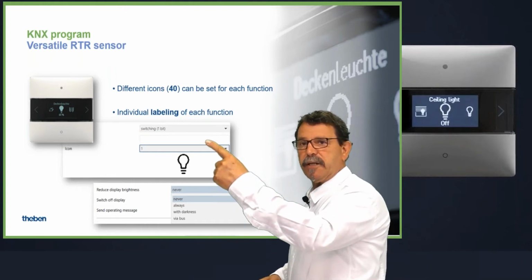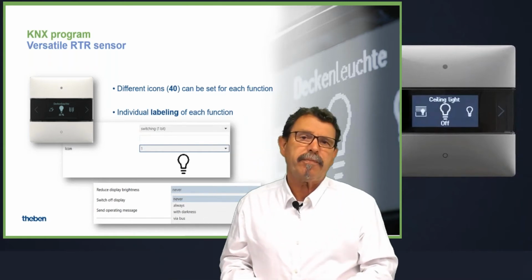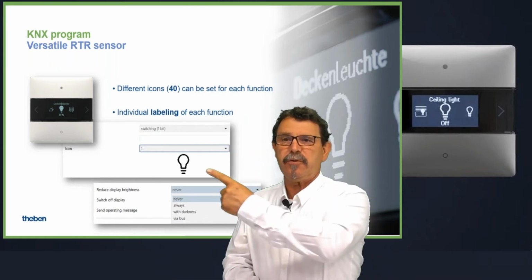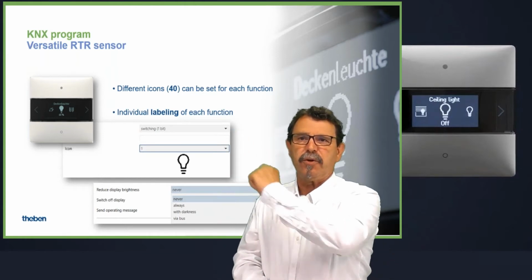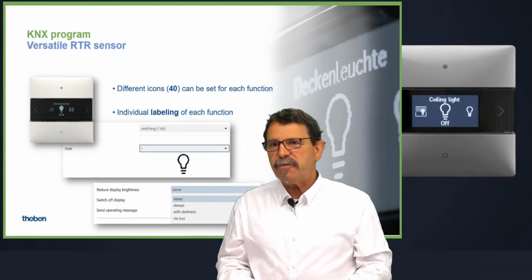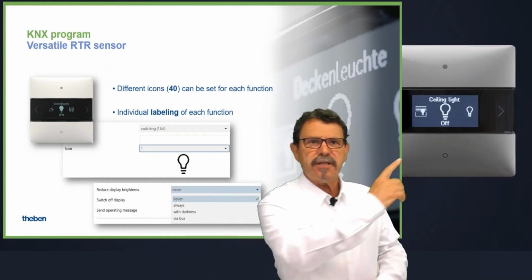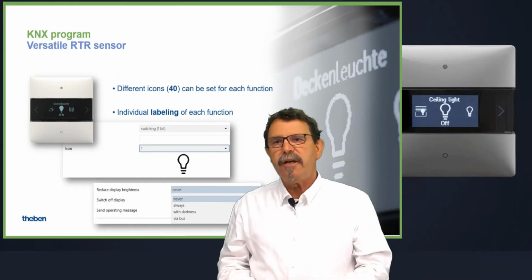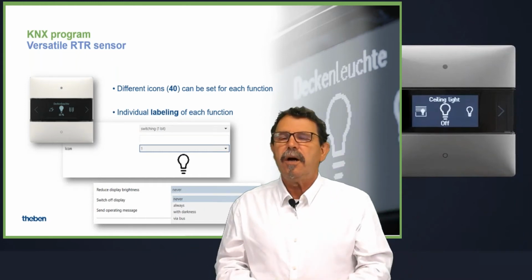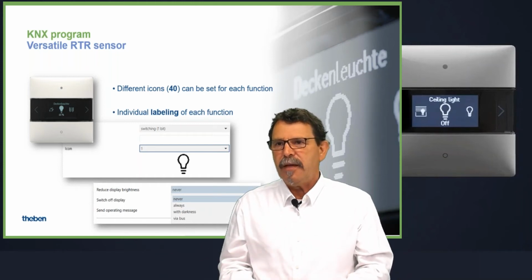So the labeling itself you can do in a different way. Either there is space to type in your specific naming of the function, and as well you have the option in a database. We have here a drop-down box, and in this drop-down box you find several icons which you can use, and these icons finally are popping up here in the center of the display, giving you an indication of what function we do have here currently.